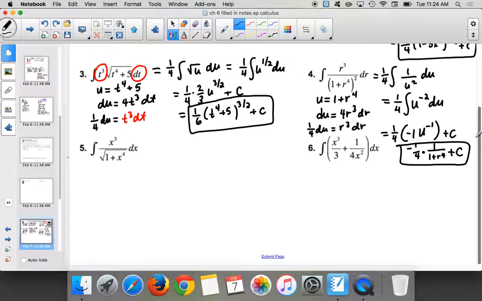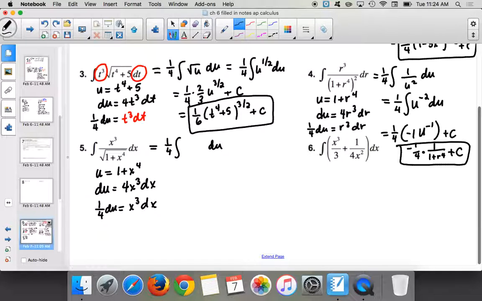Okay, is this making sense? So what do you guys think for number 5? How would I do the setup? Like u is 1 plus x to the fourth. And then what's du? So the derivative of that? 4x to the third, and then you do 1/4. Exactly. So now when you replace, the x cubed dx is being replaced with 1/4 du.